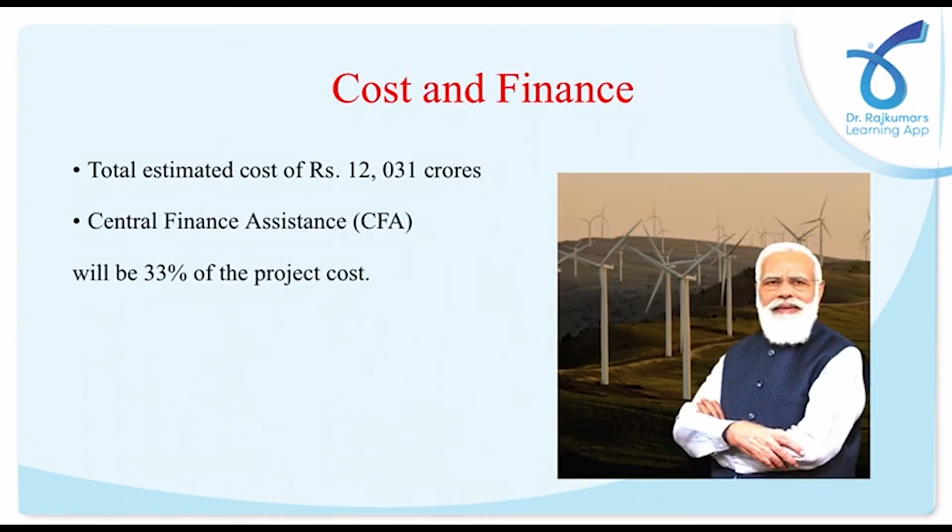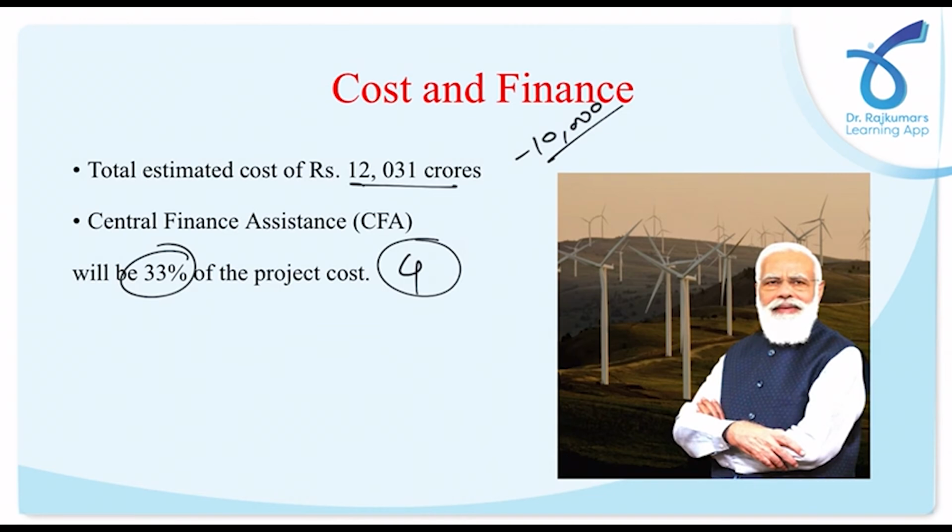Now coming to the cost and finance of the project, we can see here that 12,031 crores is the estimated cost of the project. The first phase was estimated at about 10,000 crore. But out of this 12,000 crores, the central government will provide only 33% of the cost. It means that 4,000 crore will be provided by the center as financial assistance, and the remaining 8,000 crore is to be provided by the state governments or through loans.